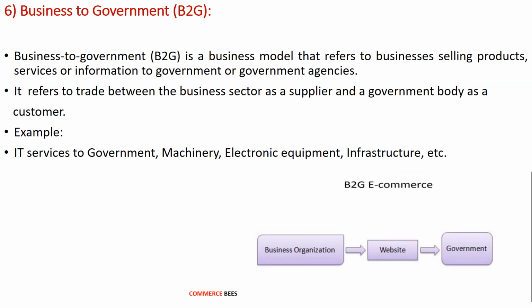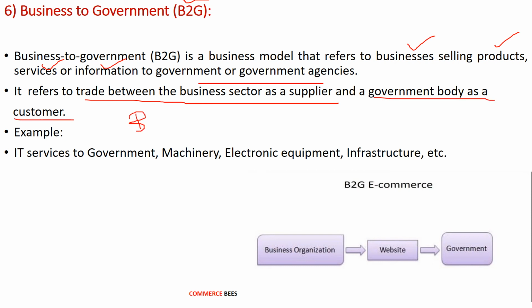The last is business to government, which we shortly call the B2G model. Business to government or B2G is a business model that refers to businesses selling products, services or information to government or government agencies. When the businesses are selling their products, services or information to government or a government agency, then we are calling it the B2G e-commerce model. It refers to trade between the business sector as a supplier and the government body as a customer. Here the businesses are acting as suppliers and the government is the buyer or the customer of their products or services.